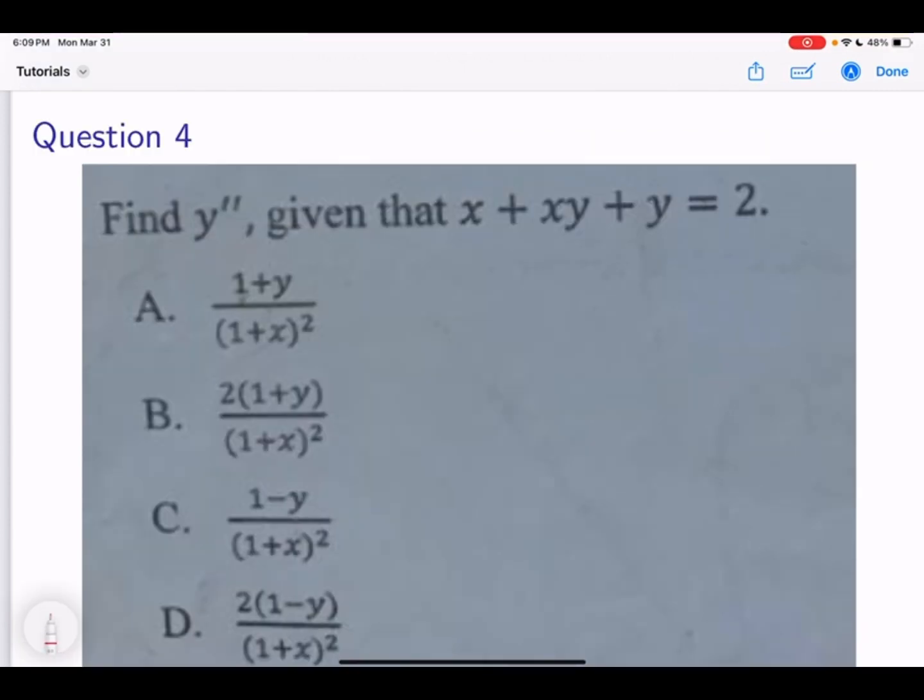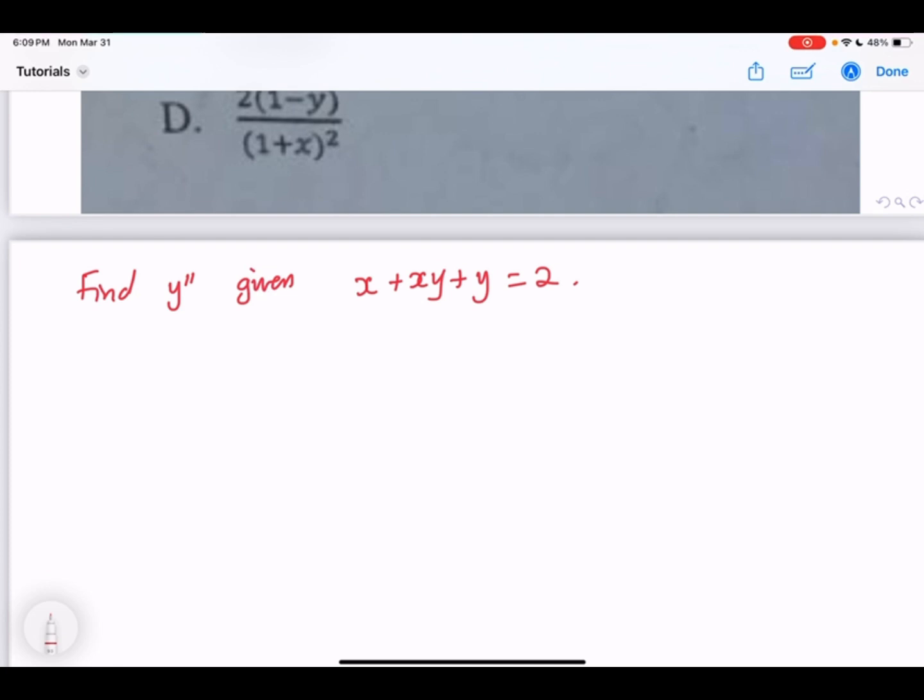With question 4, we have to find the second derivative of the given function x plus xy plus y is equal to 2. So with this question, we can use either the implicit differentiation or the quotient rule. So here I'll prefer to use the implicit differentiation.